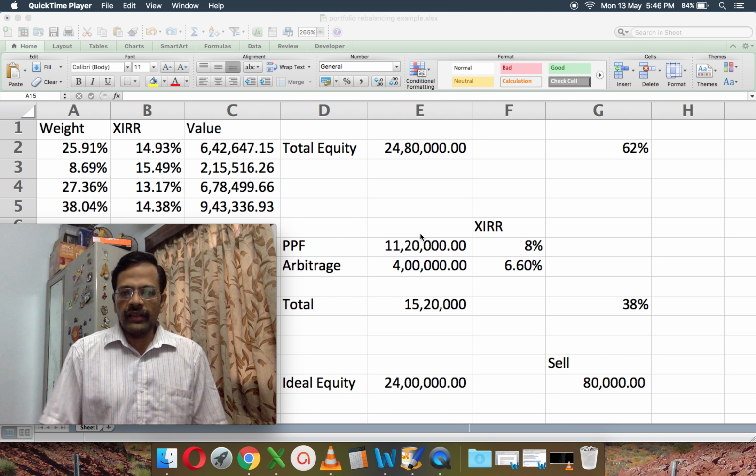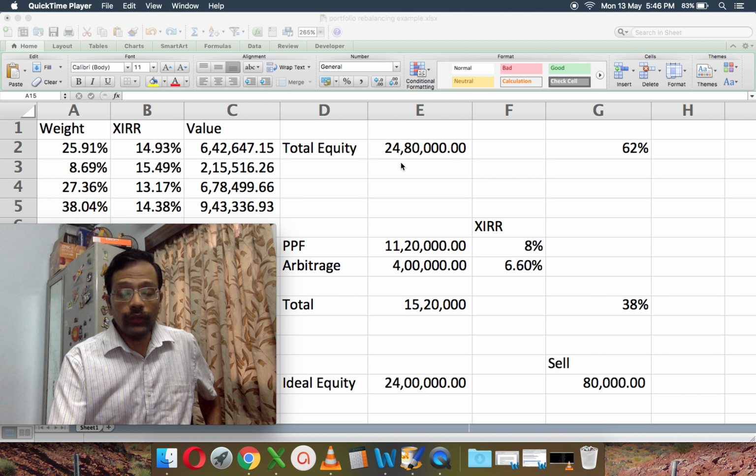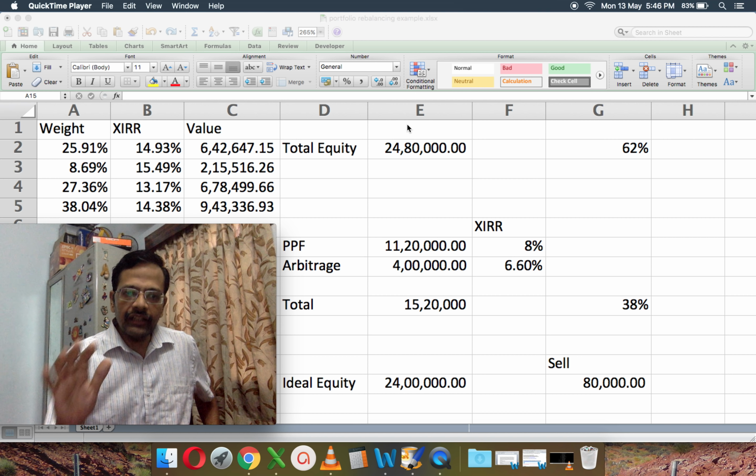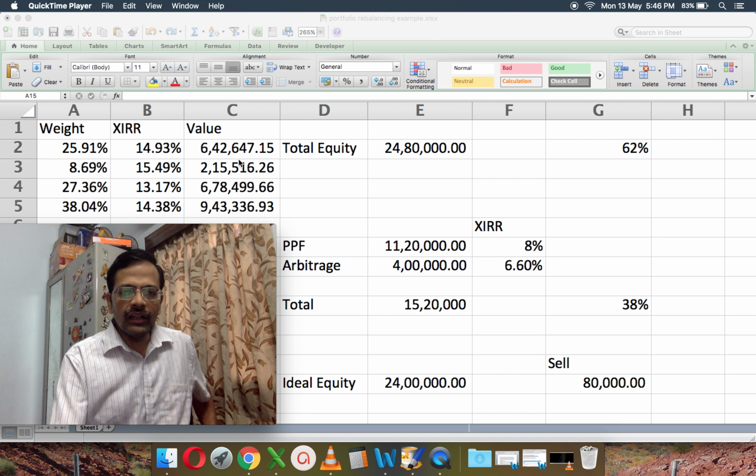What you see here in the Excel sheet is an imaginary portfolio of 40 lakhs. The total value of the portfolio is 40 lakhs. Out of this, 24 lakhs 80,000 rupees is in equity, spread among 4 equity funds. 6.42 lakhs is in one fund, 2.15 lakhs is in another, 6.78 lakhs in another, 9.43 lakhs in another. Those are the weights: 25% weight here, 8% weight here, 27 and 34%.